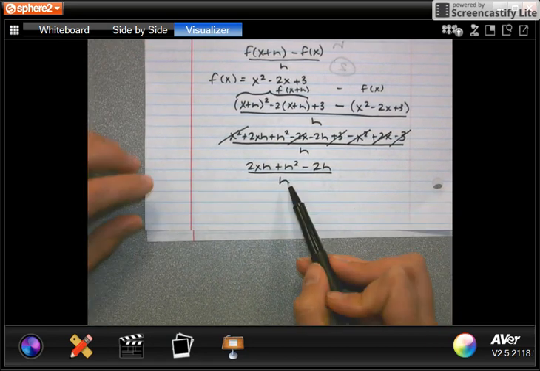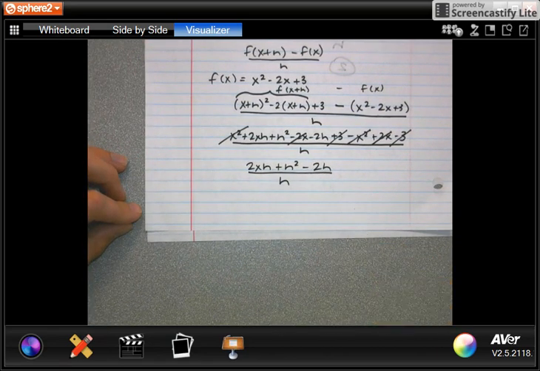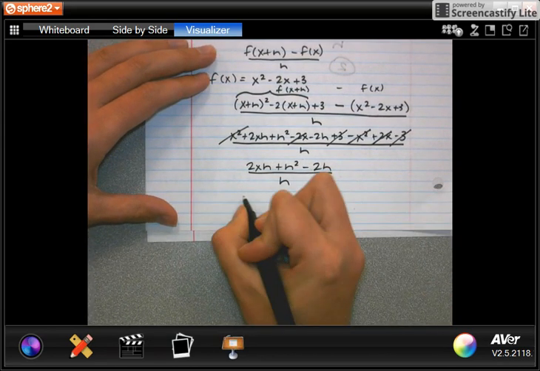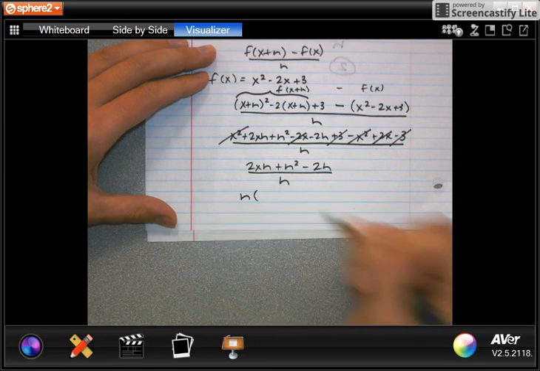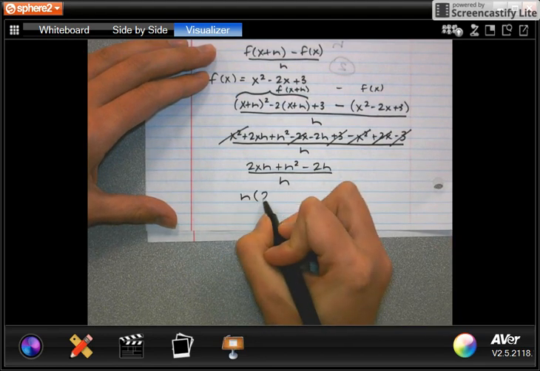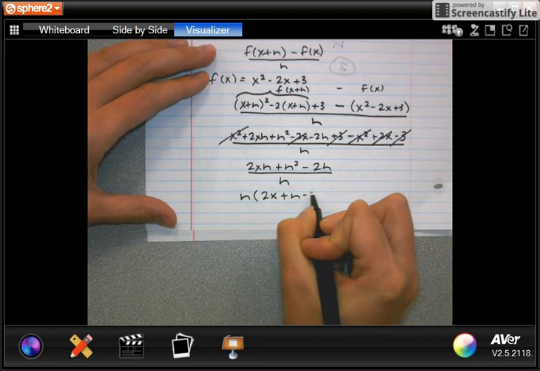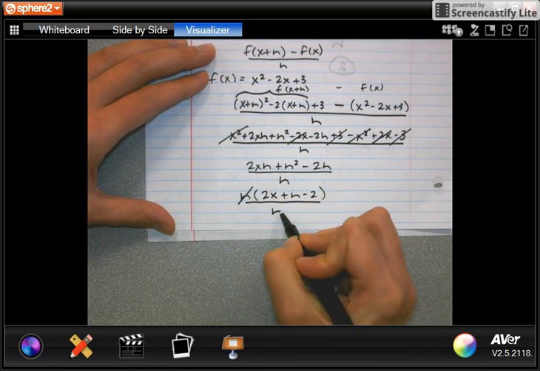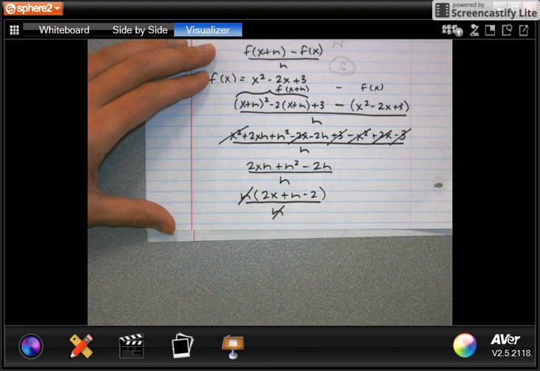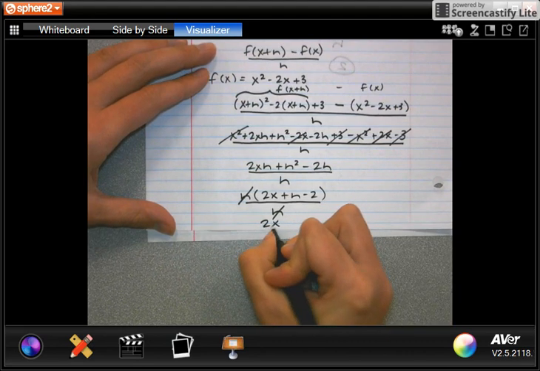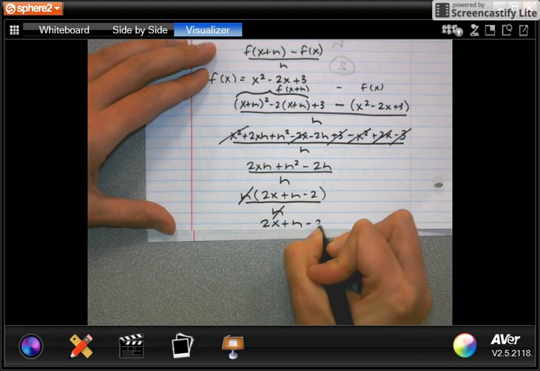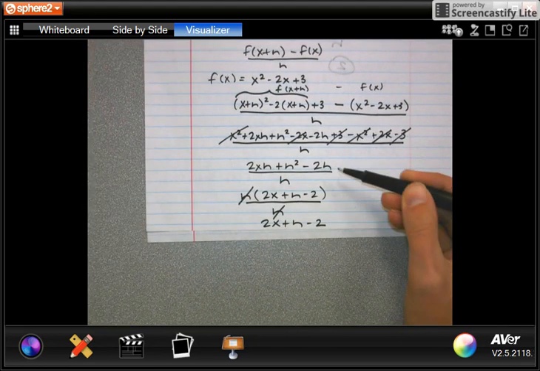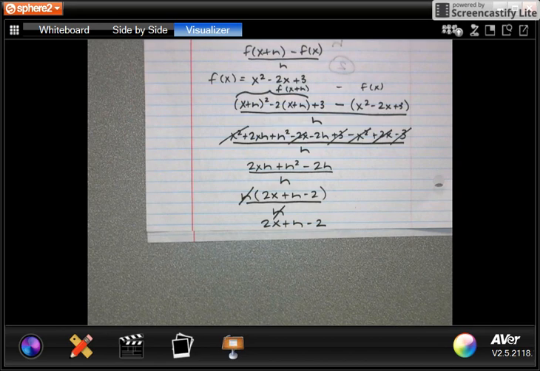What's going to happen is this h is going to cancel out with the h's on the top. Some people like to see an h on the top factored out. If you can skip this step, that's fine. Factor out an h, 2x plus h minus 2 all over h. Those h's cancel, which leaves us with a final answer of 2x plus h minus 2. Some people can go right from this step to this step, and that's fine. That's sort of your comfort level with these types of problems.